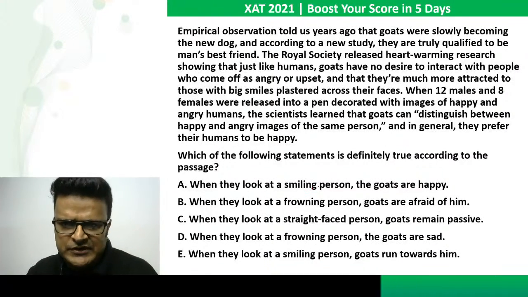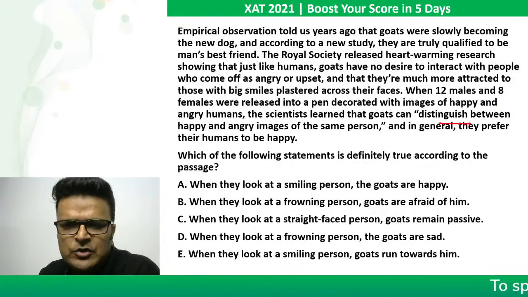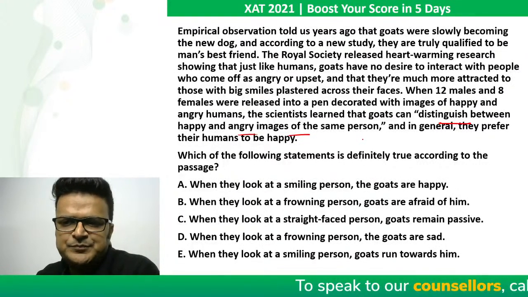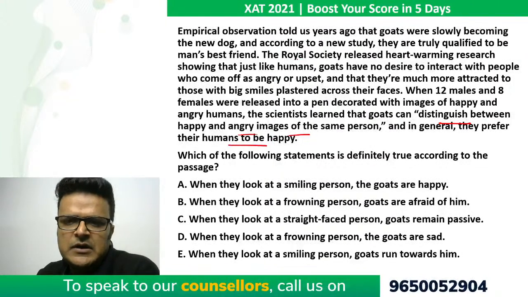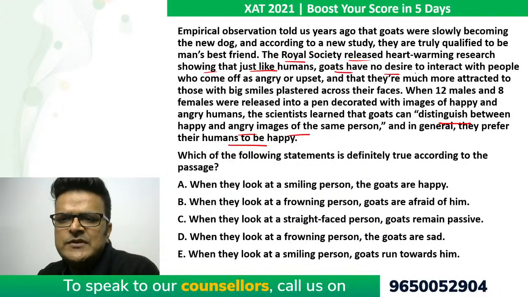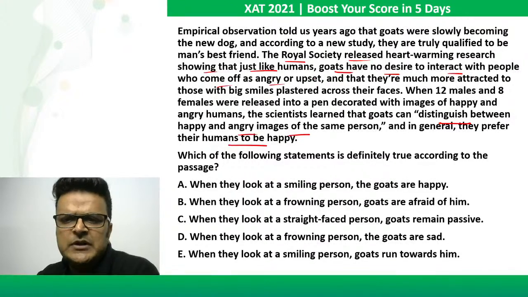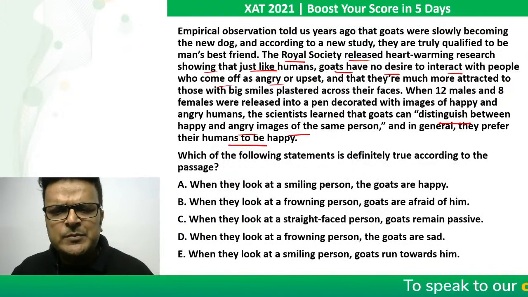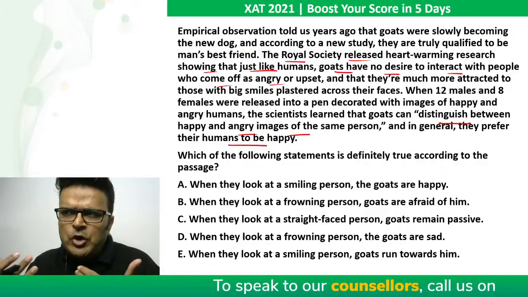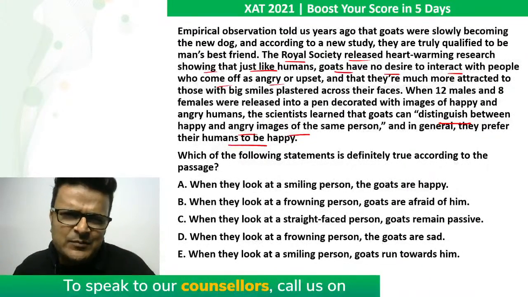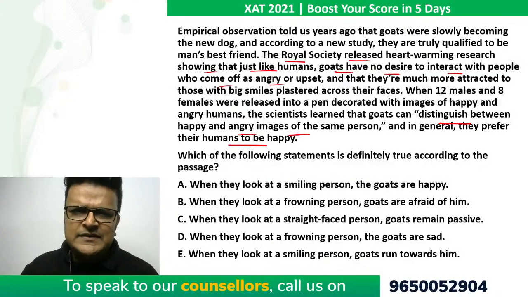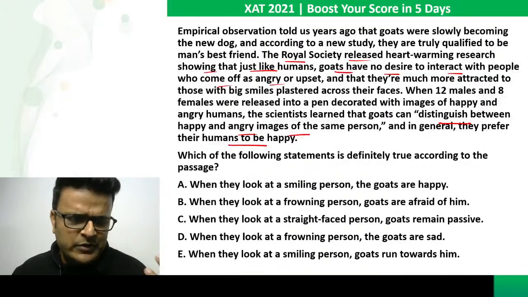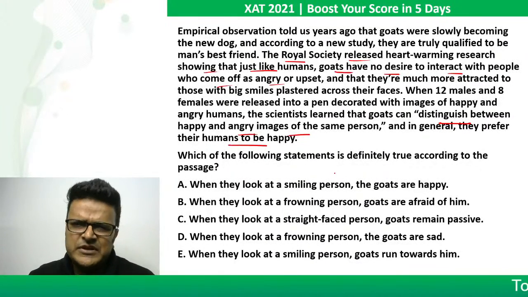So, can I say that naturally they understand our emotions? They do, because it is written further that they can distinguish between happy and angry images of the same person, and they prefer their humans to be happy. Why? Because it is written above that the Royal Society released a heartwarming research showing that just like humans, goats have no desire to interact with people who come off as angry or upset. So why don't they interact with angry or upset people? Because if they interact with them, they probably become angry or upset themselves, right? Something like that probably happens. But more importantly, when they interact with somebody nice, they tend to become nice, they tend to become happy, they tend to become very, very positive or things like that.